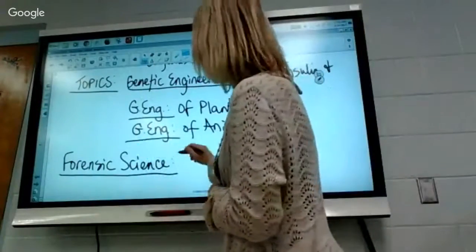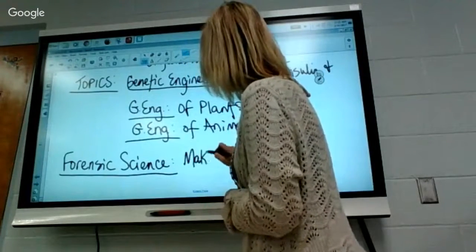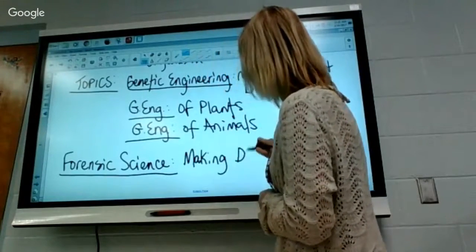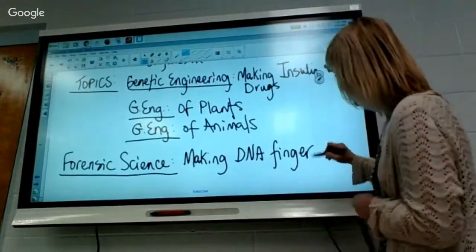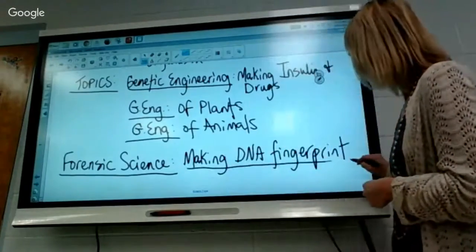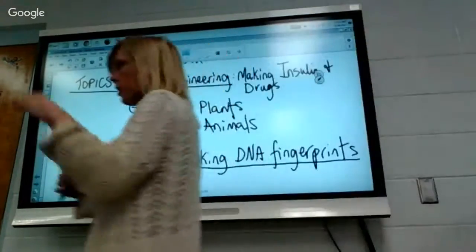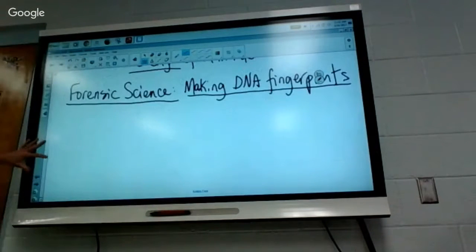Okay, so forensic science. This is making DNA fingerprints. Not fingerprints from your actual fingers, but the fingerprints of your DNA, your genome, from some type of evidence. It might be from a hair. It might be from skin cells or white blood cells in blood that have been left behind. So like the things you leave behind.